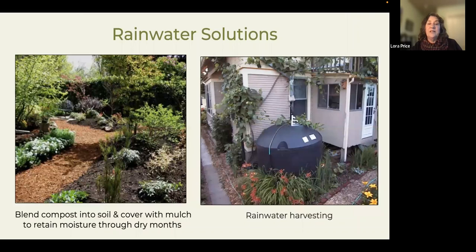And here again, we can see, harkening back, you can do a lot with your soil just so it can absorb more of the rain and hold it and get it into the ground. And this is just another example of how you can collect that rooftop water into a rain harvesting system.